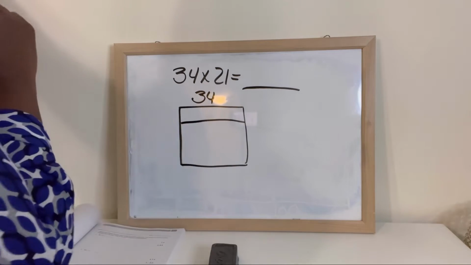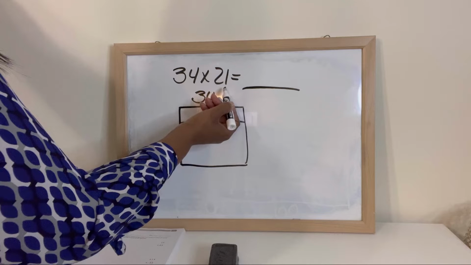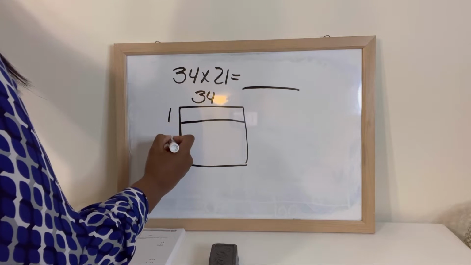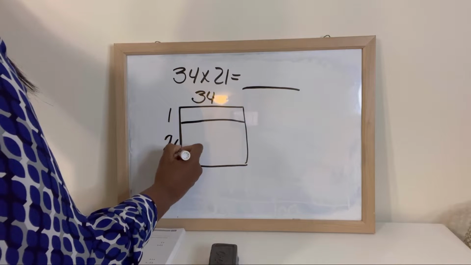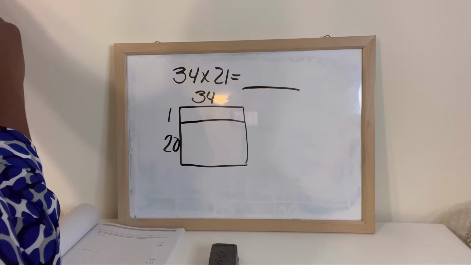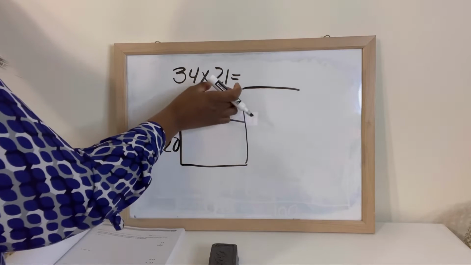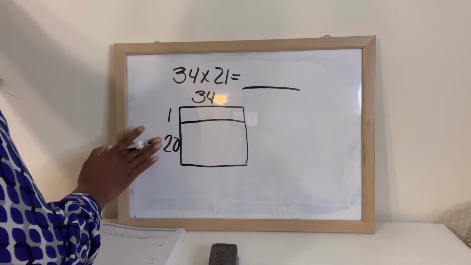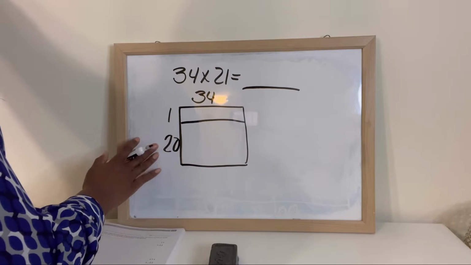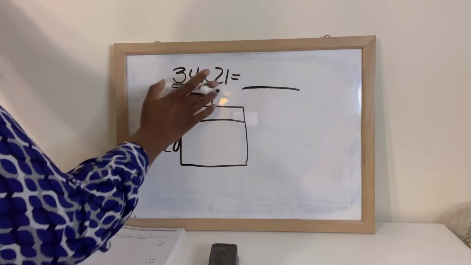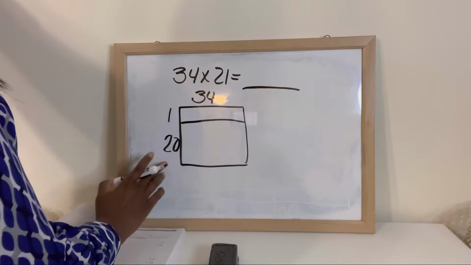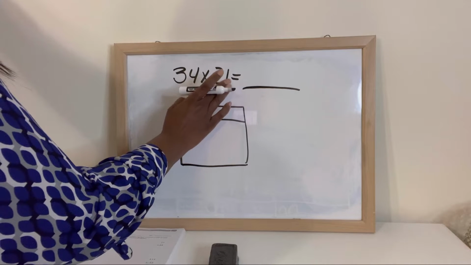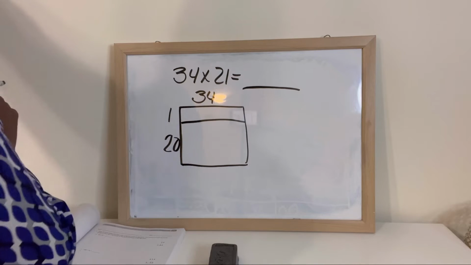We're going to draw a line there. And we're going to represent our factor 21 as 1 and 20, okay? We're actually taking the 21 and expanding it into 20 and 1. So why 20? 2 is in the tens place, so we show 2 being in the tens place with a 20. 1 is in the ones place. We show that the 1 is in the ones place by writing it as 1.